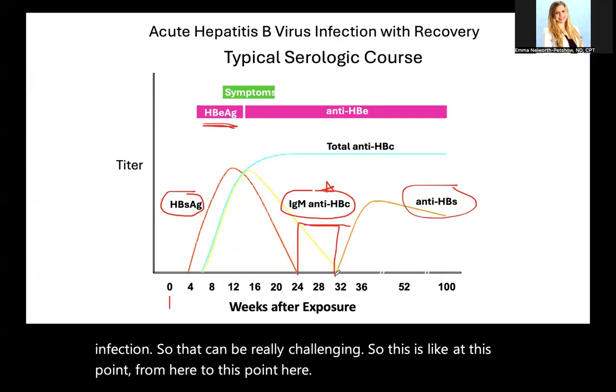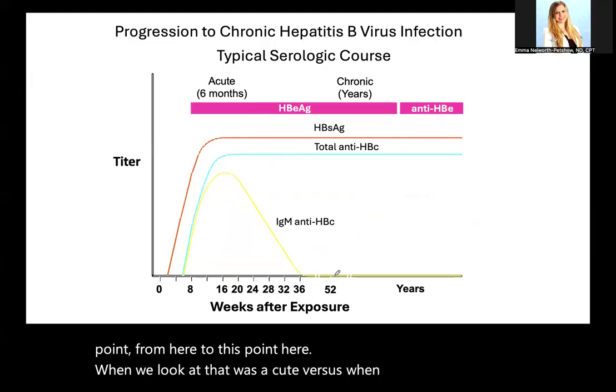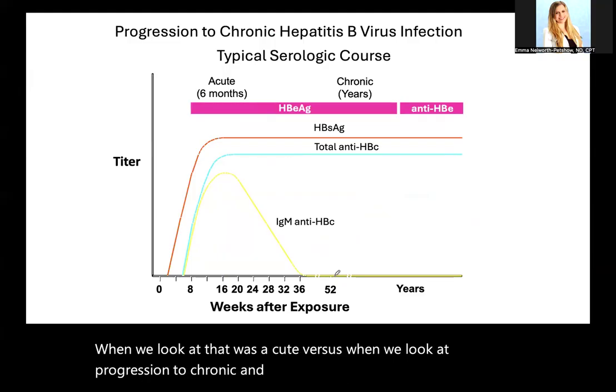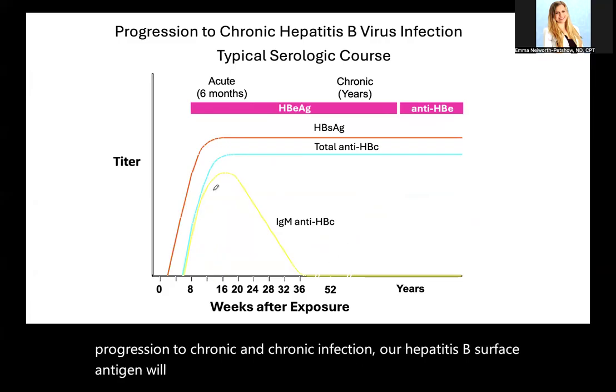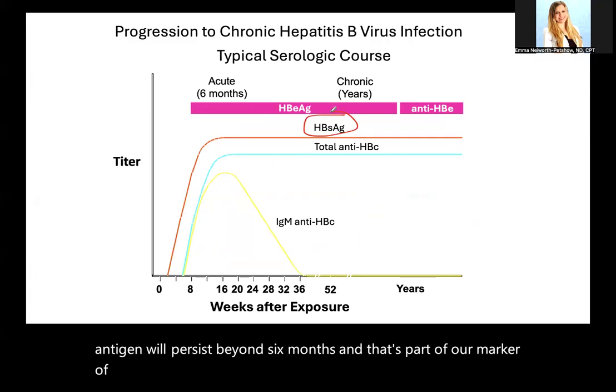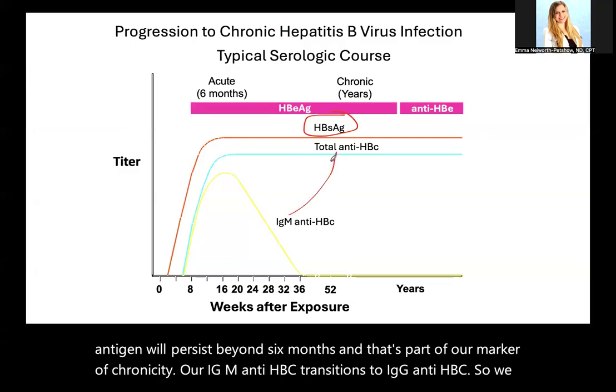So that was acute. When we look at progression to chronic infection, our hepatitis B surface antigen will persist beyond 6 months. And that's part of our marker of chronicity. Our IgM anti-HBc transitions to IgG anti-HBc. So we can see this transitions to this.